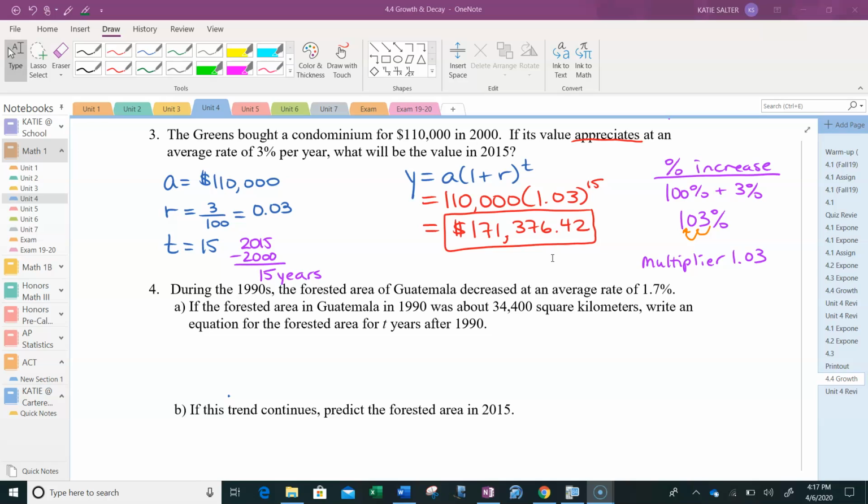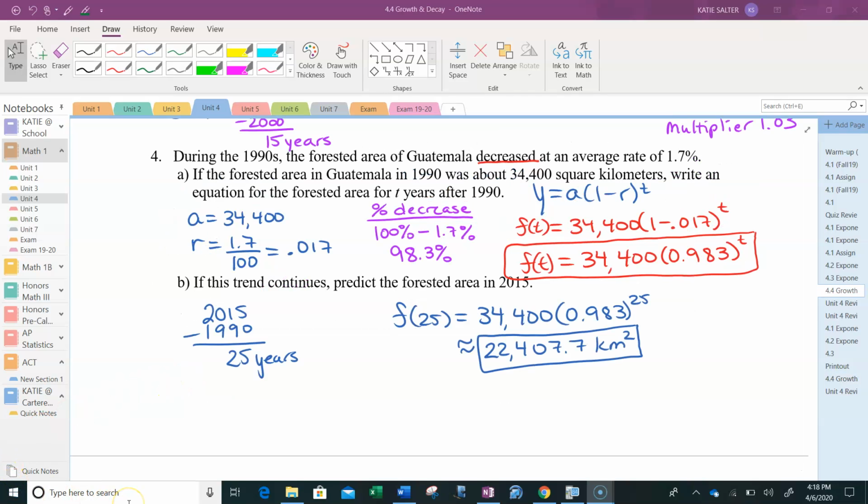During the 1990s, the forested area of Guatemala decreased by an average rate of 1.7%. If the forested area in Guatemala in 1990 was about 34,400 square kilometers, write an equation for the forested area for T years after 1990. And then if this trend continues, predict the forested area in 2015. All right, so the key to this problem is that it is decreasing. And it is decreasing by a percent. So again, it is an exponential problem.